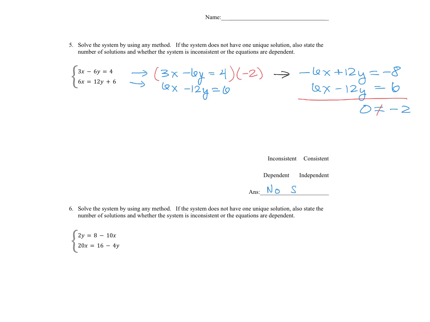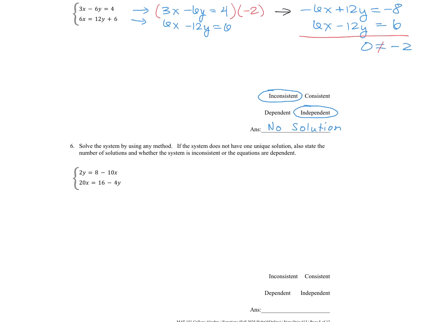In other words, we'll never find a pair of numbers that make them both true at the same time. Because of that, we use the term inconsistent. There's no solution. And because they're actually going to be a different line, because they're not crossing, they are independent.